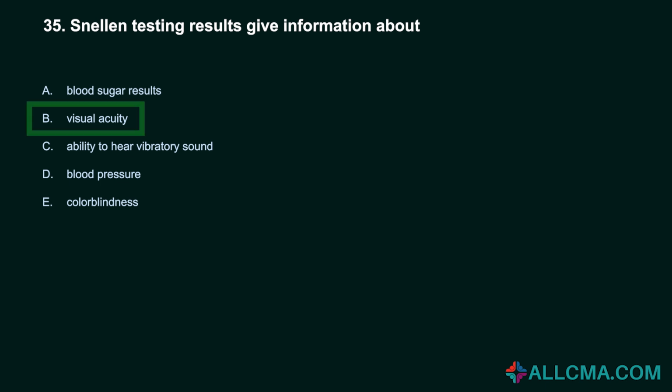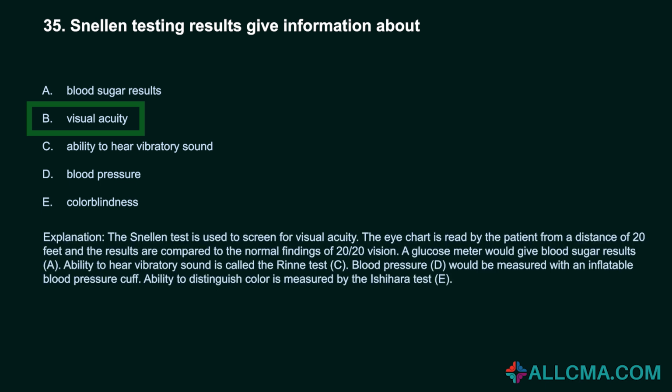Colorblindness. Correct answer, B. Visual acuity. The Snellen test is used to screen for visual acuity. The eye chart is read by the patient from a distance of 20 feet and the results are compared to the normal findings of 20/20 vision. A glucose meter would give blood sugar results. A. Ability to hear vibratory sound is called the Renal test. C. Blood pressure, D, would be measured with an inflatable blood pressure cuff. Ability to distinguish color is measured by the Ishihara test.